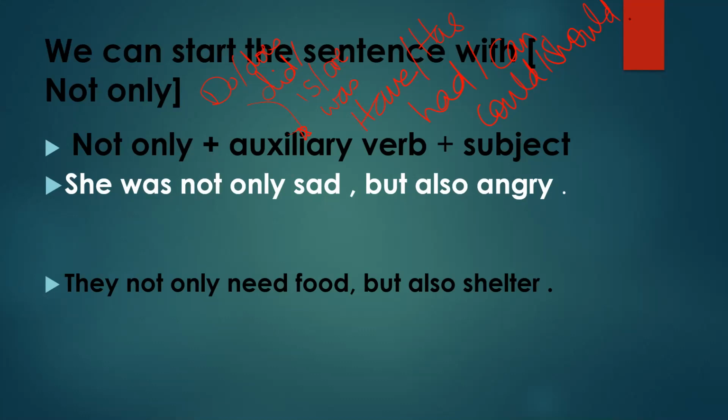So if you have a look here at our sentence, she was not only sad, but also angry. So this is the normal rule. If I want to start my sentence using not only, how can I do it? What is the verb here in the sentence? She was not only sad. What is the verb here? Was. Thank you. So not only, as I said, should be followed by an auxiliary verb. So was here is an auxiliary. So not only was, and then the subject. So not only was she sad, comma, but also angry, and complete the sentence.